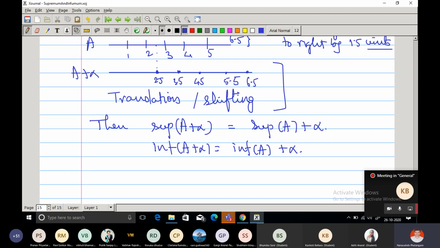If you translate every element of the set, then supremum will get translated. If you translate to the right side or left side, accordingly supremum will get translated. This is what it means. So you should write down the proof of this. I will leave this as an exercise. You should think about it.